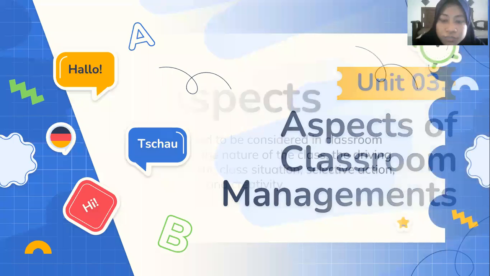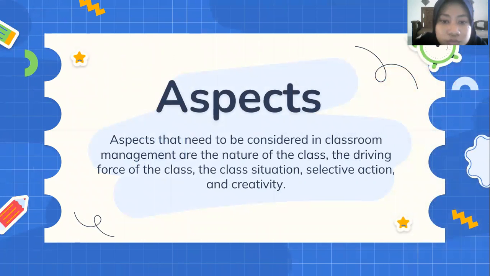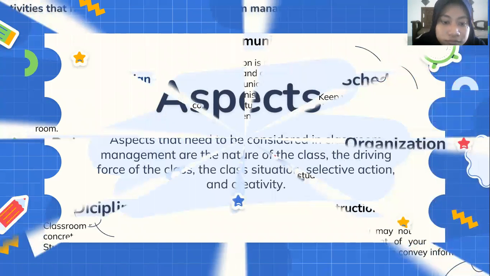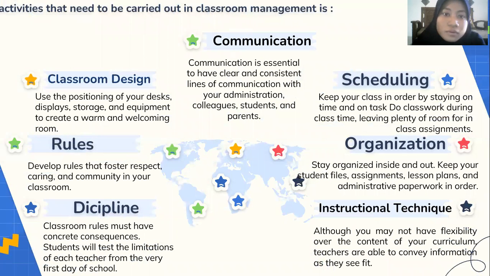Aspects of classroom management. Aspects that need to be considered in classroom management are the nature of the class, the driving force of the class situation, selective action, and creativity. Next, communication. Communication is essential: have clear and consistent lines of communication with your administration, colleagues, students, and parents.